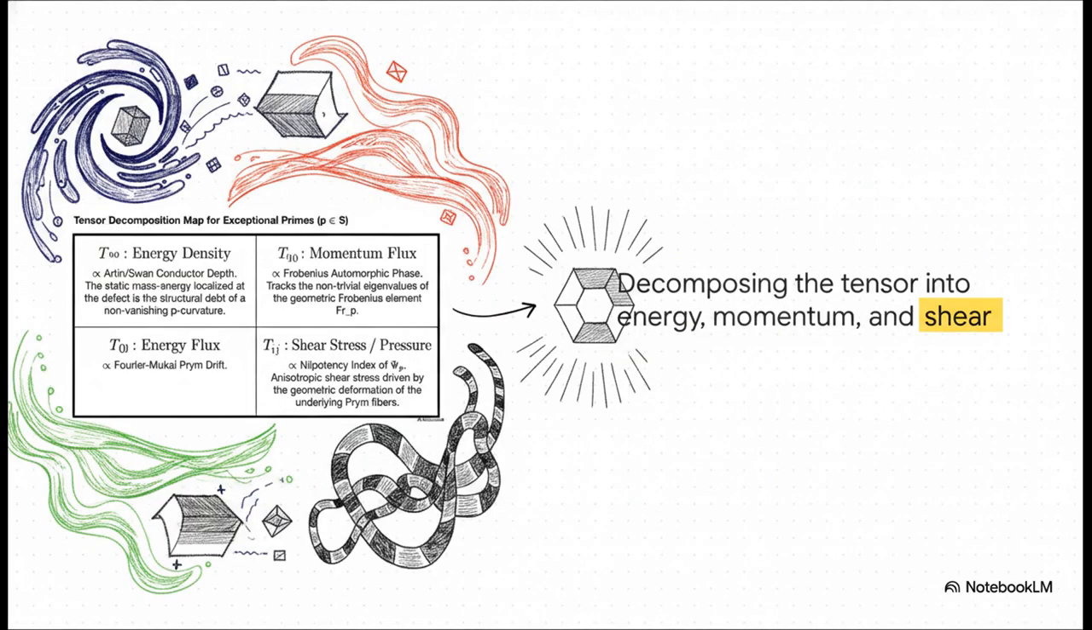This matrix powerfully breaks down how the mathematical properties of the defect become literal, observable physics. The time-time component, energy density, is dictated by conductor depth. Mass is literally just the localized structural debt of a non-vanishing p-curvature. The spacetime momentum flux tracks the Frobenius eigenvalues, acting like solitary waves or solitons. And the space-based shear stress maps directly to the nilpotency index of the p-curvature tensor.